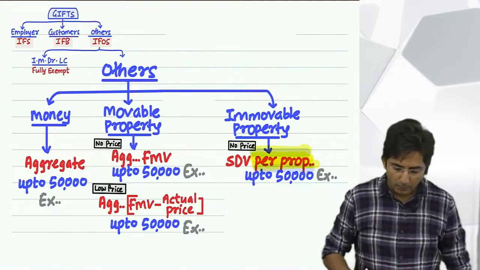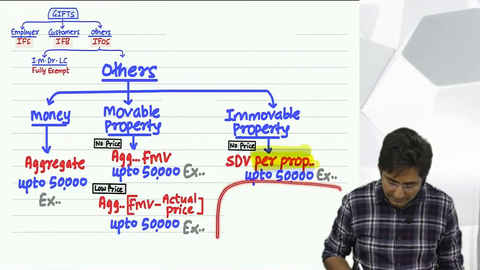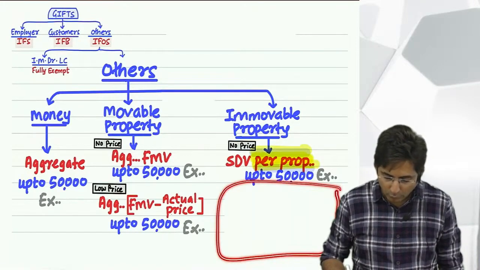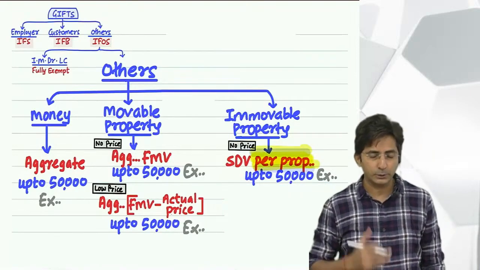Okay. Now, see here. What is remaining? Last thing is remaining. Low price. Now, can you give me an example for low price? First, you create an example.